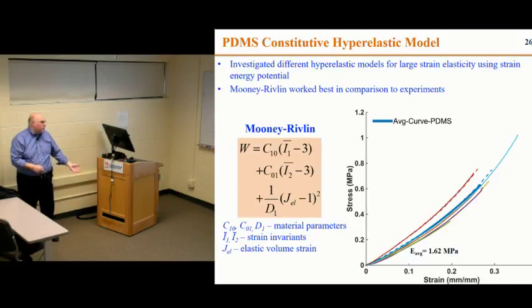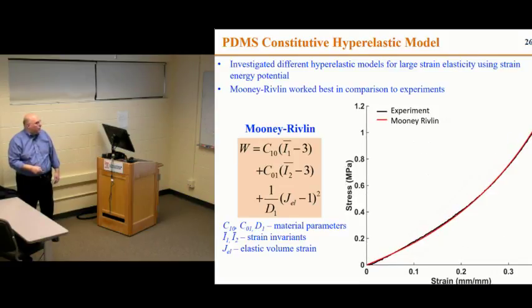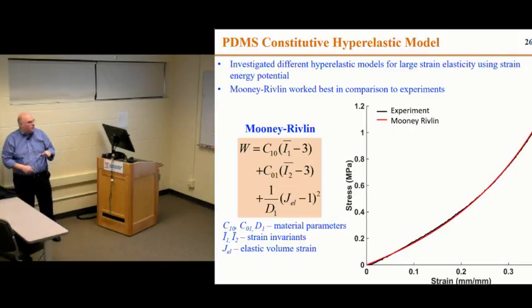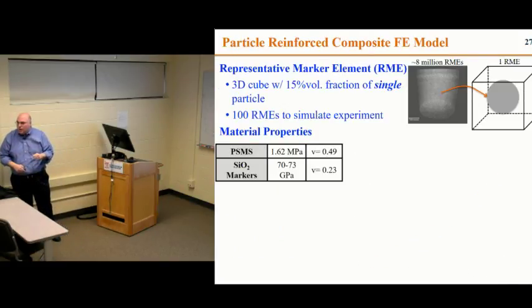So basically what we do is we take an average curve, which is this light blue one if I remember, and we fit a standard nonlinear elastic material to it, the Mooney-Rivlin material, and we determine these constants, and that actually matches pretty well, right? So this is our analytical model for the nonlinear elastic PDMS material. But then we add in the marker particles, so this stiffens the thing.